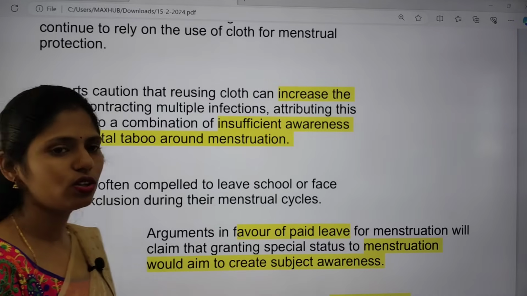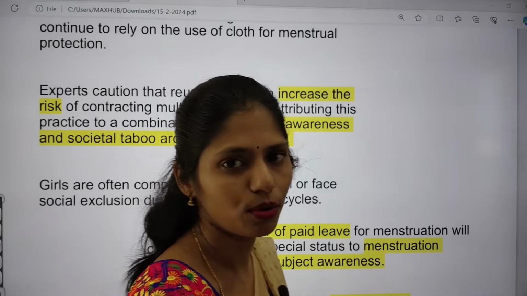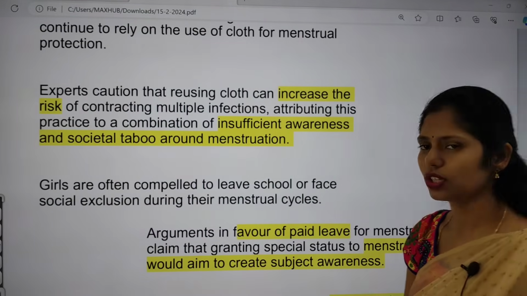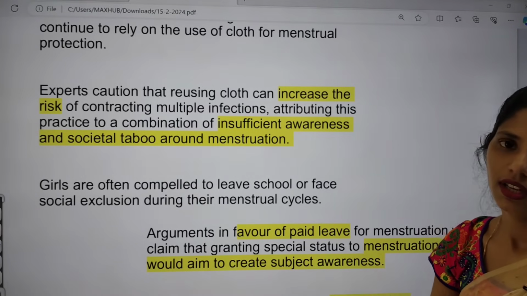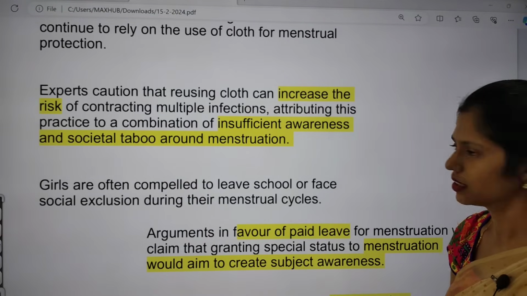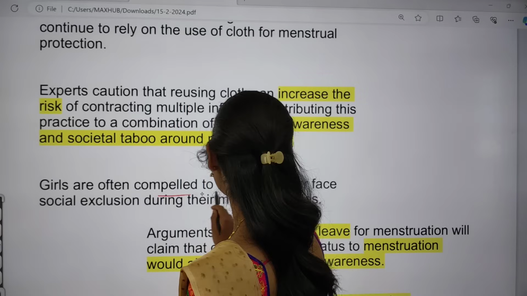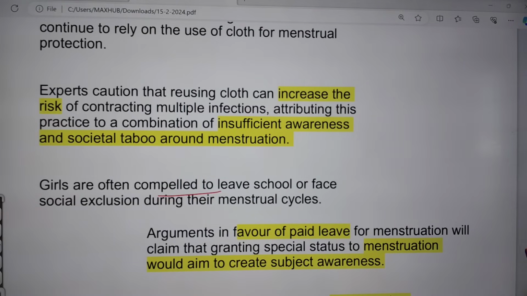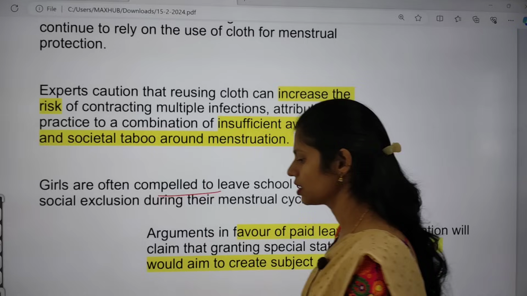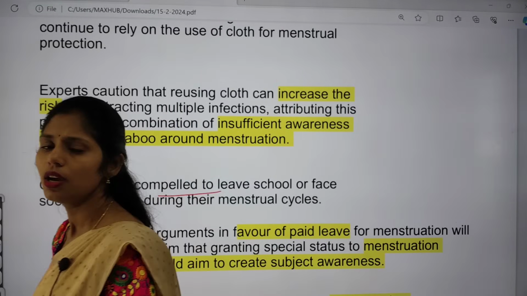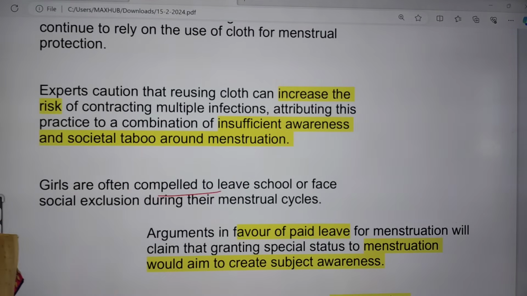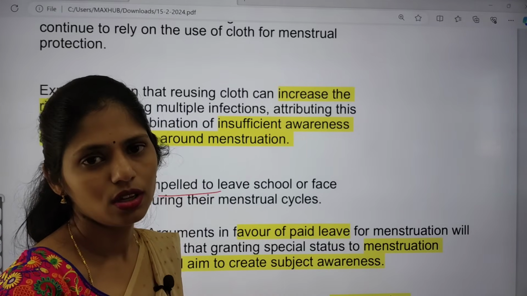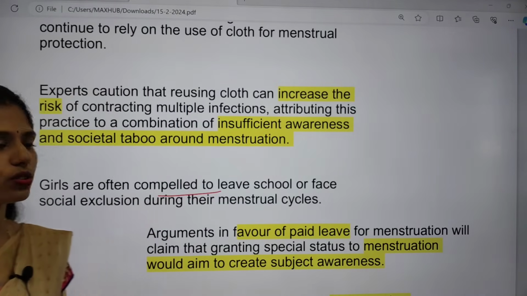It is one of the leading causes for the increase in maternal mortality, or the death of women during labor, etc. Girls are often compelled to leave school because of facing social exclusion during their menstrual cycles. Many children will not go to school because they do not have proper access to toilets and sanitary pads. They will not feel secure going to school.